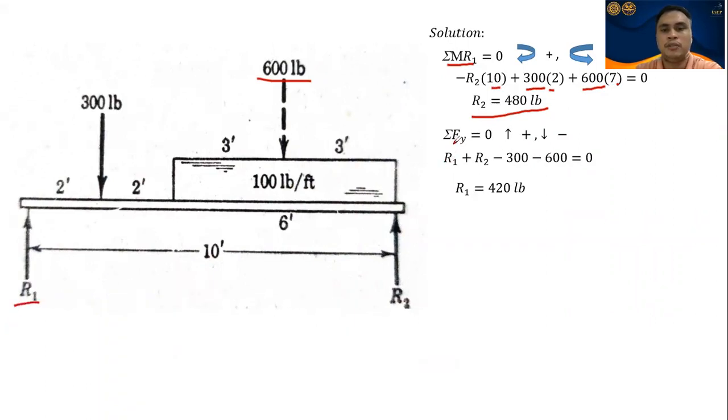So, the reaction at R1 is what we will compute next, class. So, summation of forces in Y equals 0, going up positive, going down negative. So, R1 plus R2 going up minus 300 minus 600. So, since we know the value of R2, which is 480, we get R1, which is 420 pounds. Okay?